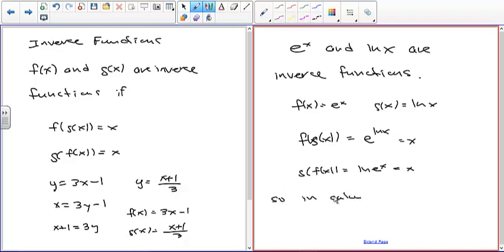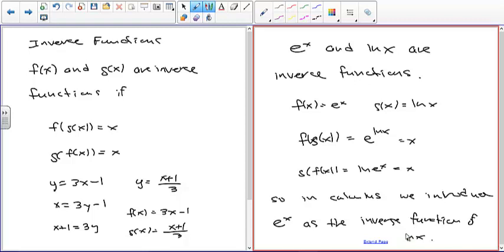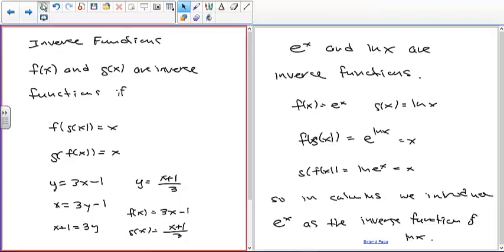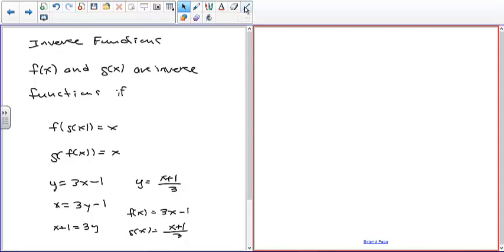So in calculus, we introduce e to the x as the inverse function of the natural log of x. There's also two other things about inverse functions that I haven't mentioned.